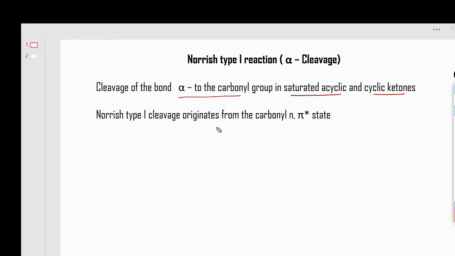Norrish type 1 cleavage originates from the carbonyl n pi star state. So we should learn what is this reaction using an example. First we will take acetone. This is in ground state. When you shine light on this, it will undergo excitation. So that excited molecule you can show like this.